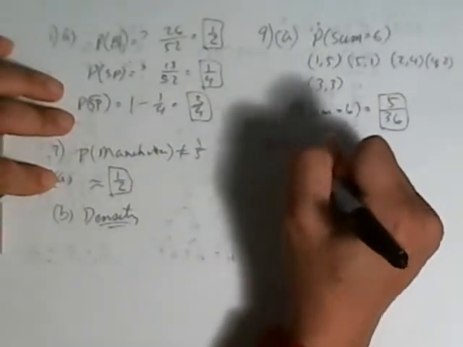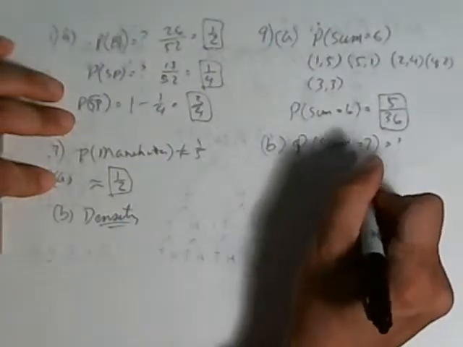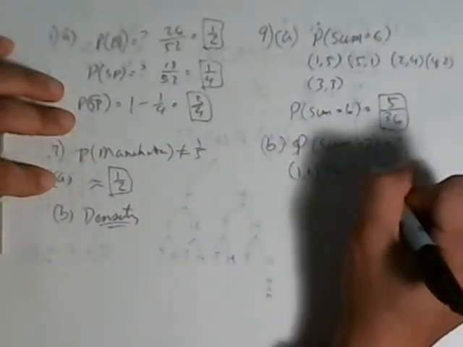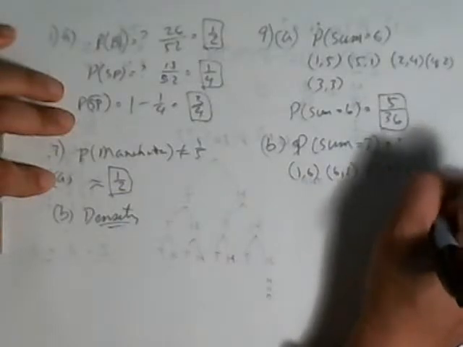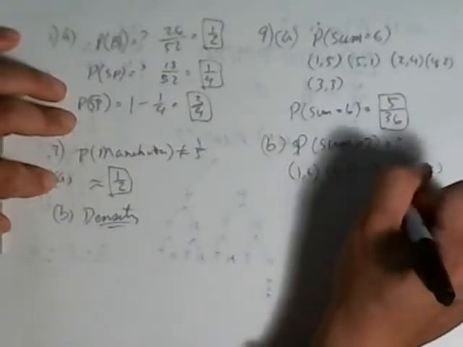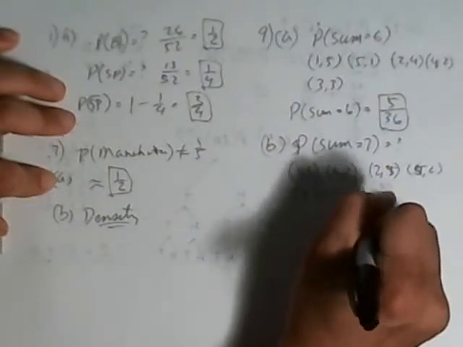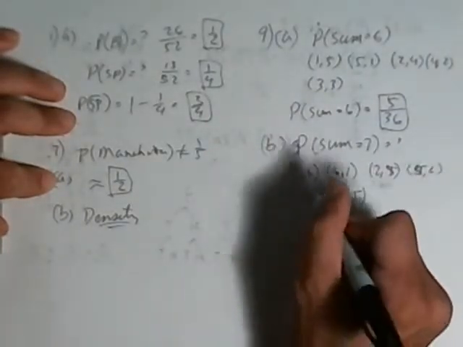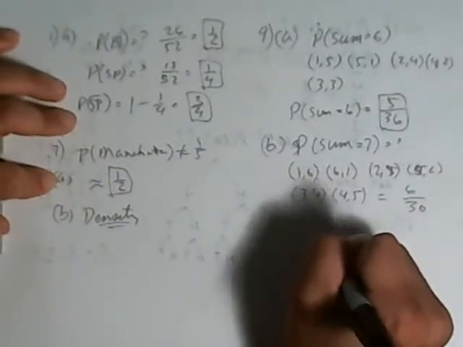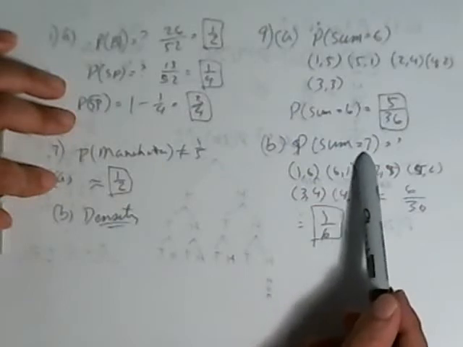Part B, probability of a sum equal to 7. The events are 1, 6, 6, 1, 2, 5, 5, 2, 3, 4, and 4, 3. That's 1, 2, 3, 4, 5, 6 events possible. So that's going to be 6 out of 36, which is equal to 1/6. By the way, a quick note, the sum of 7 is the most highly probable number. Okay?